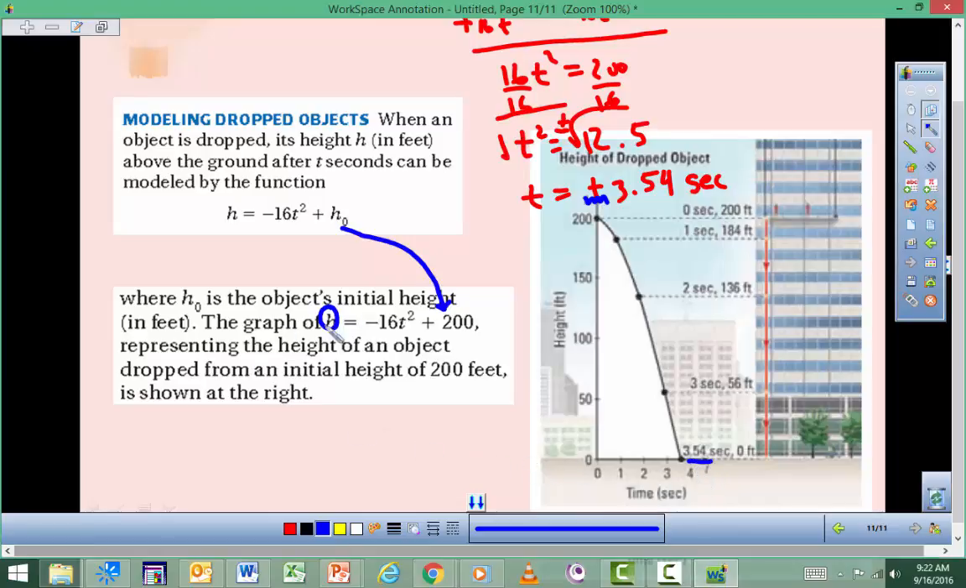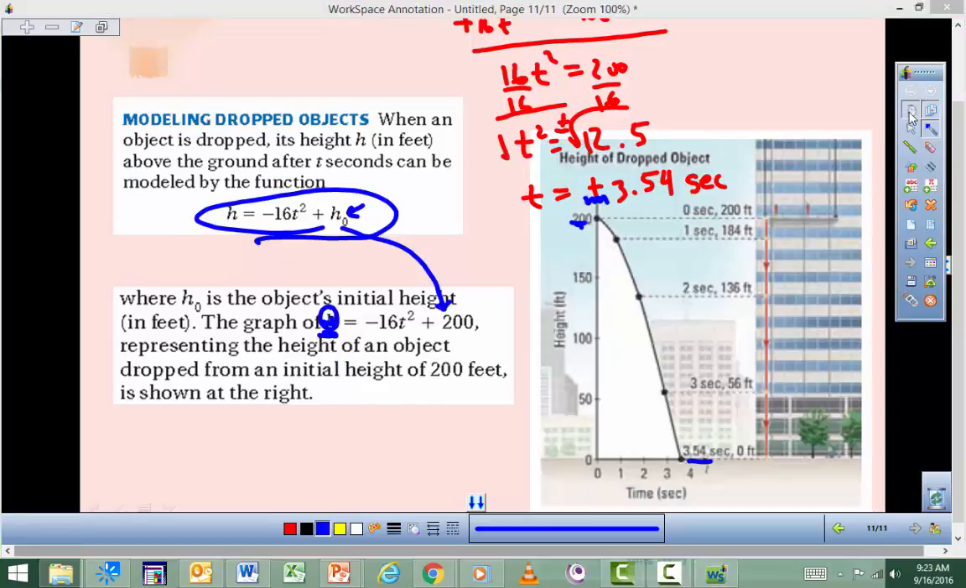So a couple things when you're using this equation. When something hits the ground, it's 0. Okay? And the h sub 0 here stands for the starting height. So my friends, if you have an application problem on your homework, you might use this equation. And I think that's it for now.